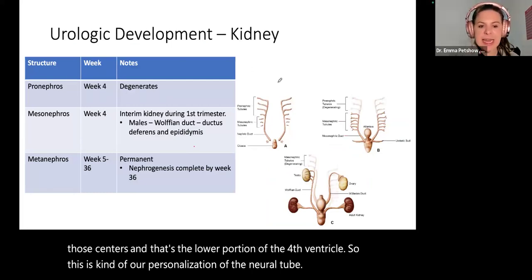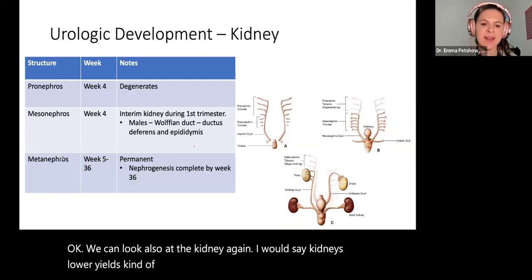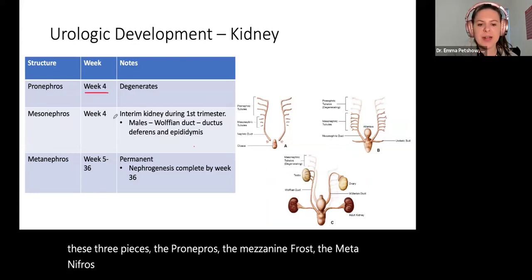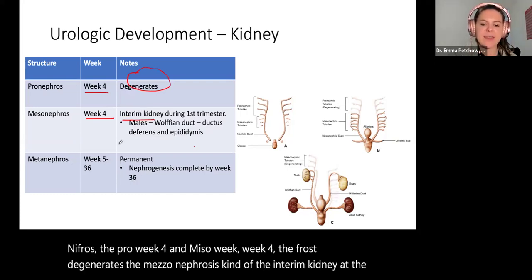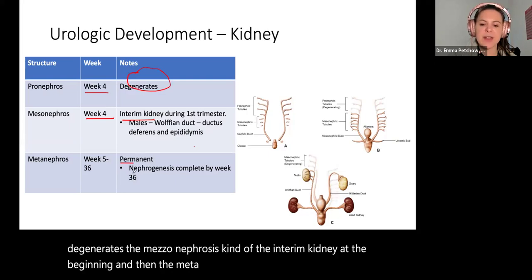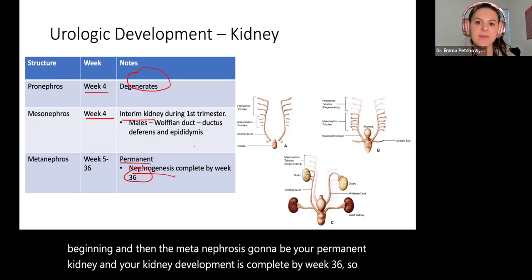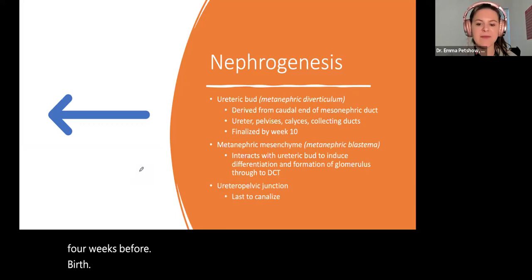We can look also at the kidney. Again, I would say kidneys lower yield, kind of closer to the lungs, but you could be asked about these three pieces: the pronephros, the mesonephros, the metanephros. The pronephros week 4 and mesonephros week 4. The pronephros degenerate. The mesonephros is kind of the interim kidney at the beginning, and then the metanephros is going to be your permanent kidney, and your kidney development is complete by week 36, so 4 weeks before birth. Some other components of nephrogenesis.